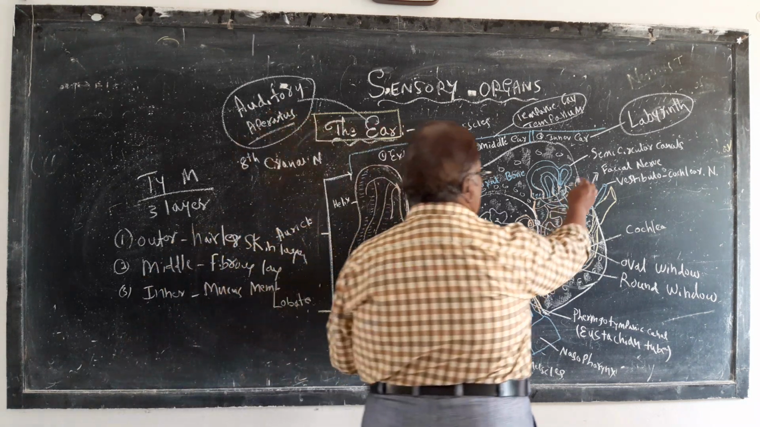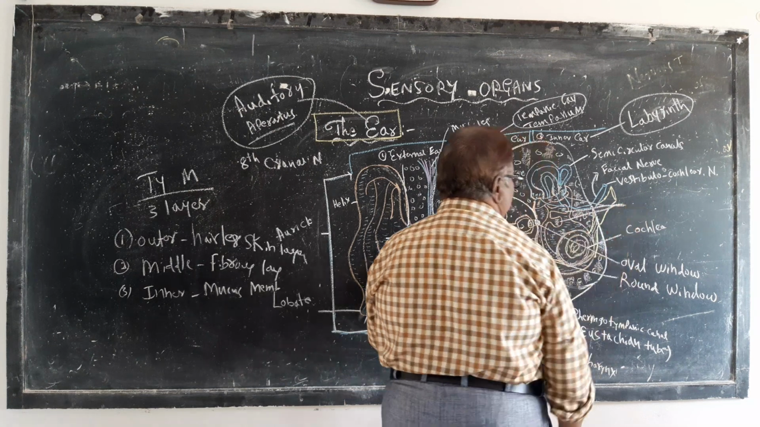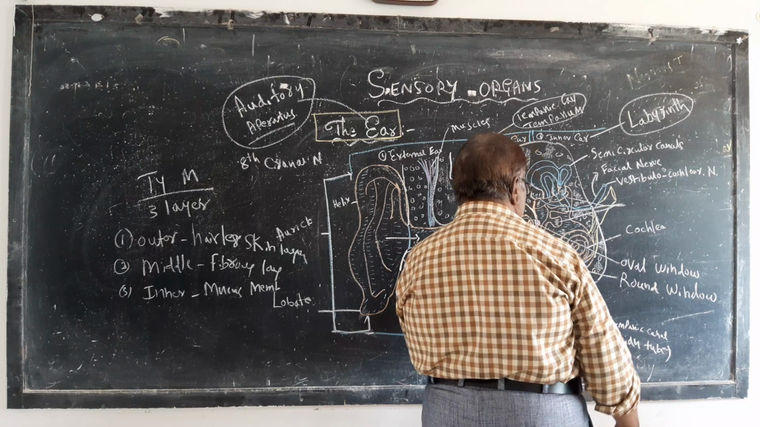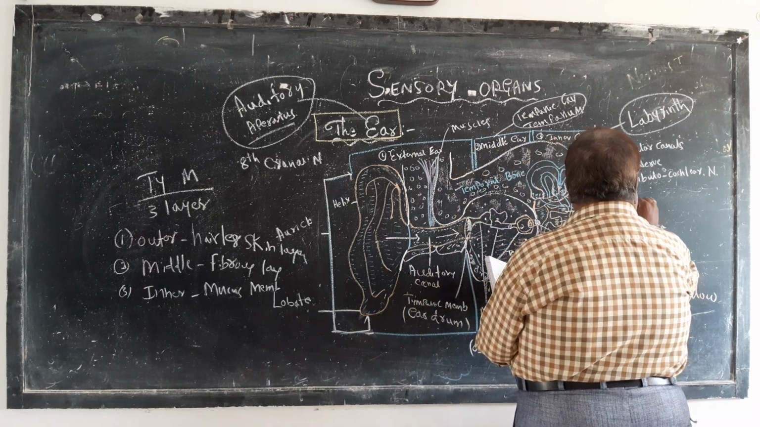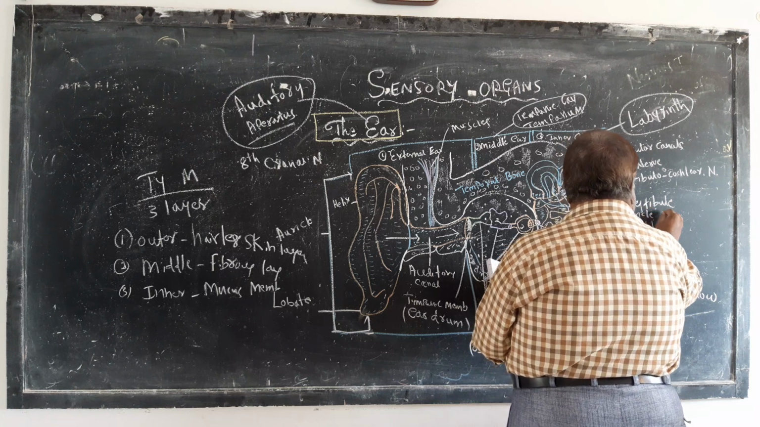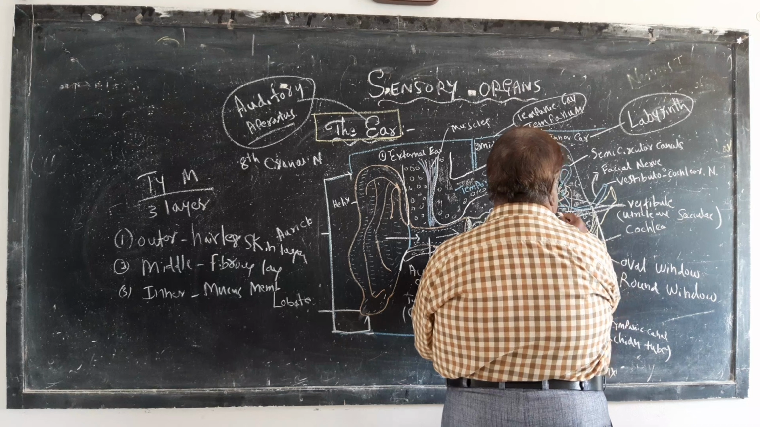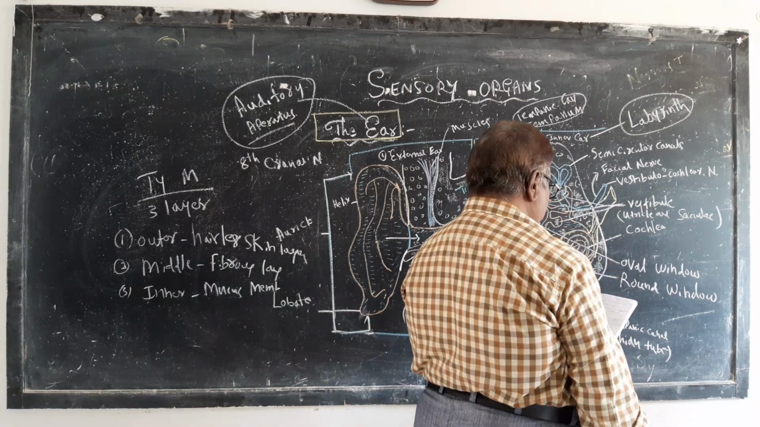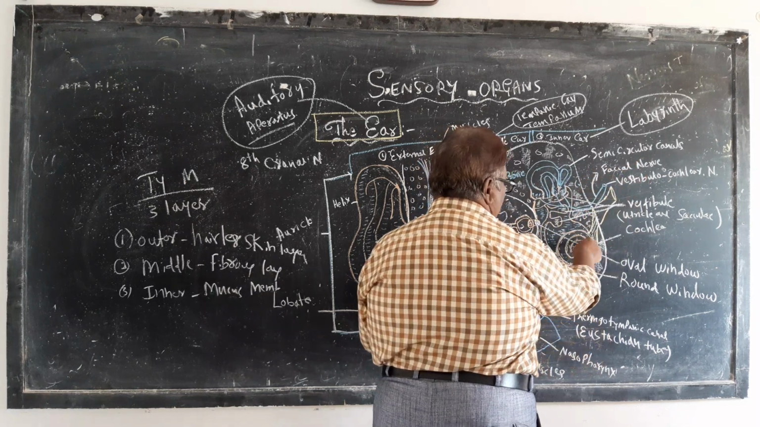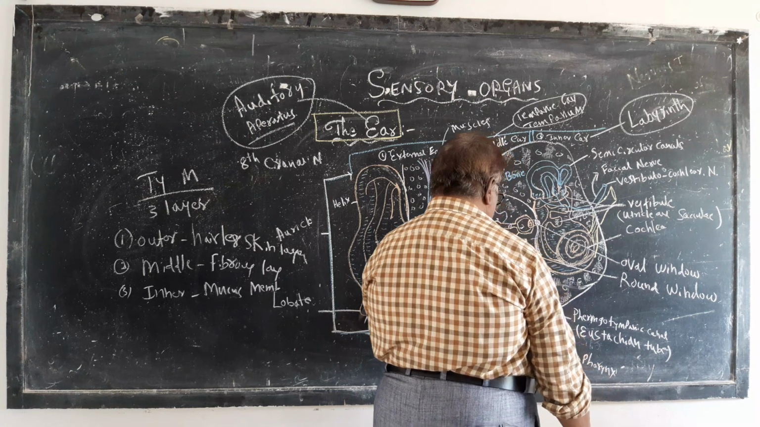Semicircular canals and cochlea, and the utricle and saccule. This is the vestibule. The utricle and saccule are present here. Then there is the vestibule part. Then the three semicircular canals, 1, 2, 3, and the round one coming from here and going round here is called the cochlea.